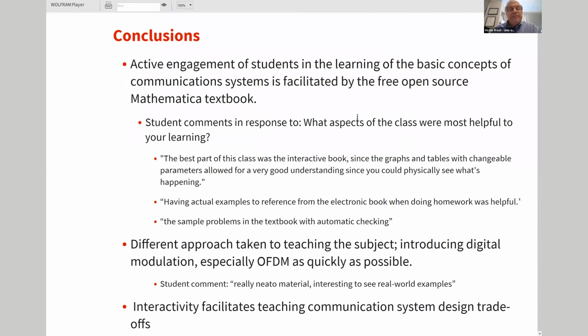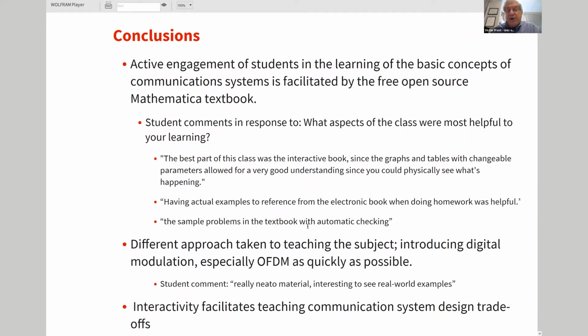Okay, to wrap it up, I felt that I was able to get more of an interactive engagement of the students using this approach. Just to give you an idea, here are some of the student comments I got back, addressing what aspects of the class were most helpful to your learning. One said the best part of the class was the interactive book, since the graphs and tables with changeable parameters allowed for very good understanding, since you could physically see what's happening. Having actual examples to reference in the electronic book during the homework was helpful.